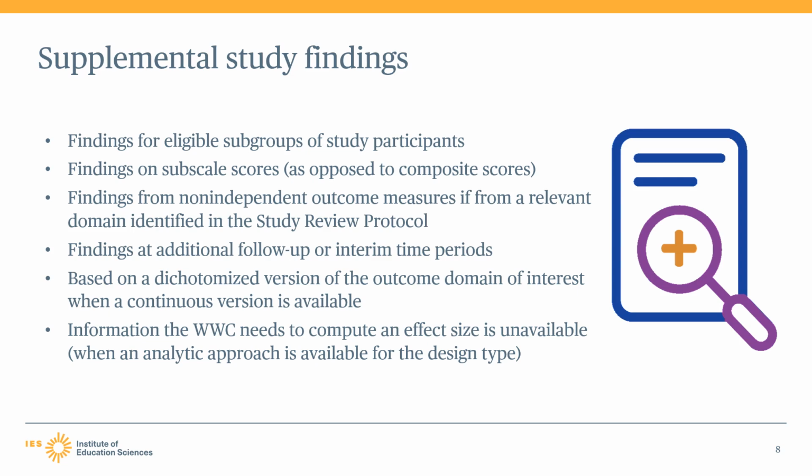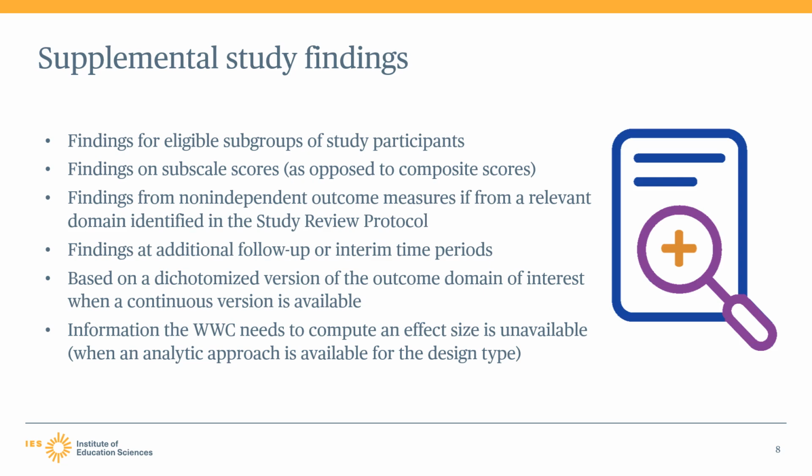Supplemental findings also include findings at additional time periods not represented in the main findings, such as interim time periods or additional follow-up time periods. Supplemental findings are also those based on dichotomized versions of a variable when both a continuous and dichotomized version of the same outcome are available. And supplemental findings include findings for which effect sizes cannot be computed due to a lack of available information, in the case that WWC has an acceptable computational approach available to calculate an effect size for that research design.